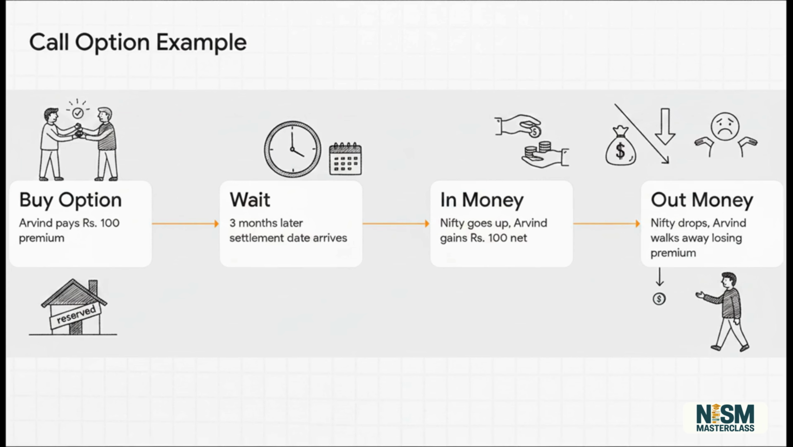If the market surges to 11,200, Arvind is thrilled. He exercises his right to buy at the cheaper price and makes a profit. But if the market crashes down to 10,800, Arvind has zero obligation to buy a losing asset. He simply walks away. He loses his initial 100 rupee premium, and Salim gets to keep that premium.